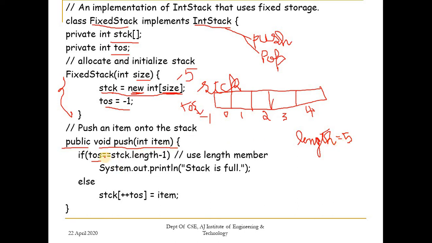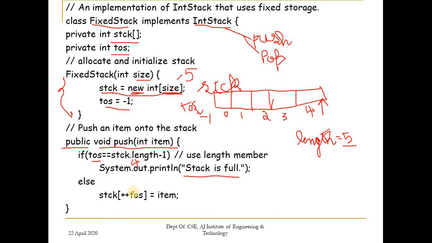Now here top of stack equal to stack length -1. Stack length is 5. Okay, 5 minus 1 will be 4. So if top of stack is already pointing to 4, that means already the stack is full. You cannot insert or push any element to the stack. So if top of stack is equal to stack length -1, in that case you will display stack is full.